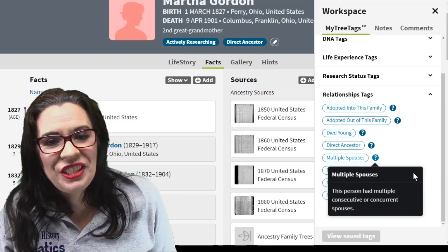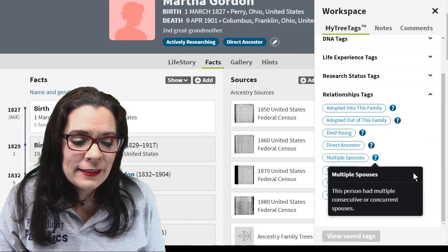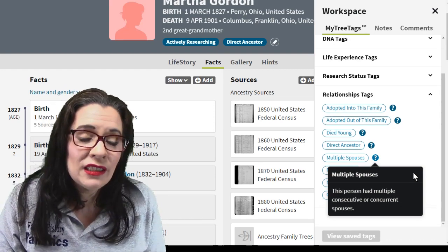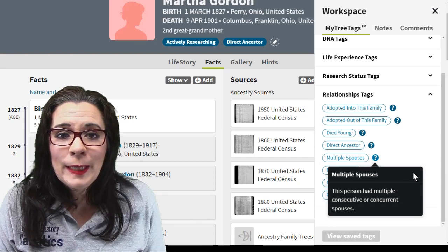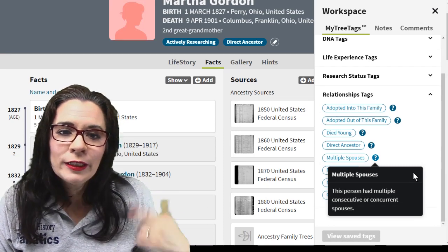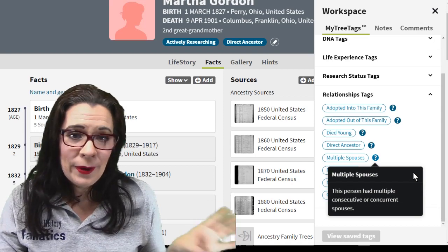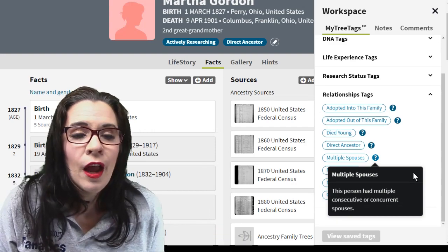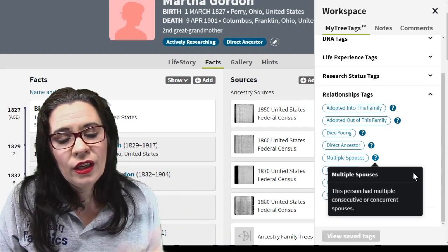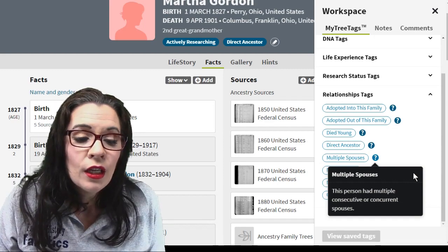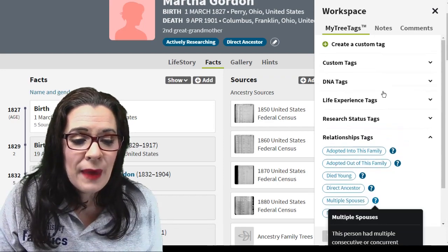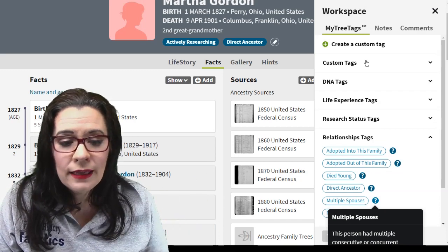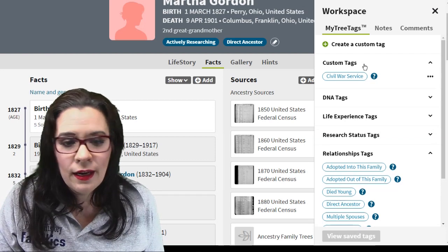But I really like the definition of multiple spouses that Ancestry adds. The person had either multiple consecutive or concurrent spouses. So this could be polygamy. It could be someone who's not obeying the law. He has multiple, or she has multiple spouses, and the two families don't actually know that that's taking place. But it could also be divorcees, and it could be widowers who married multiple times. So if you wanted to say multiple spouses and then add polygamous relationship or divorcees, then you would have to go up here and create a custom tag.